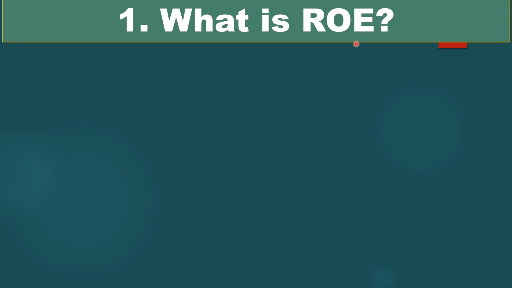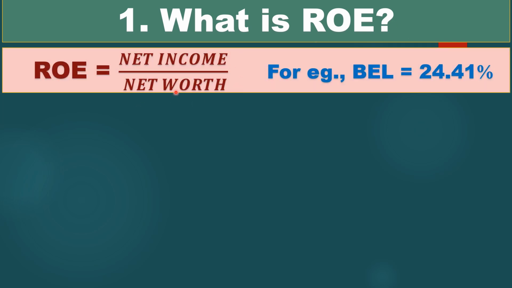Okay, what is ROE? It stands for return on equity. So what is the formula to calculate ROE? For example, Bharat Electronics Limited has an ROE value of 24.41. So how is this figure obtained? And is it a good ROE value or a bad ROE value? Can we invest in Bell company? We'll see now. Bharat Electronics Limited.